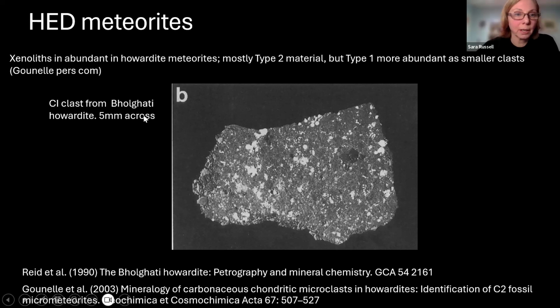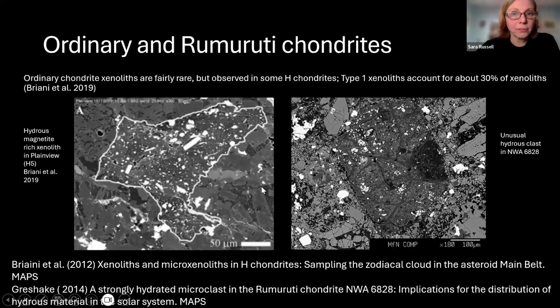This is a clast from the Bholghati howardite, which is Ci-like. Ordinary and Rumuruti chondrites. So on the left here is a clast that looks to me a little bit like a Cy actually, with the abundance of sulfide in there. It also contains abundant magnetite. On the right is again a unique clast which has a Ci-like mineralogy, but its phyllosilicate composition is more iron-rich than Ci's, and it also has these veins running through it, which is not seen in Ci's.